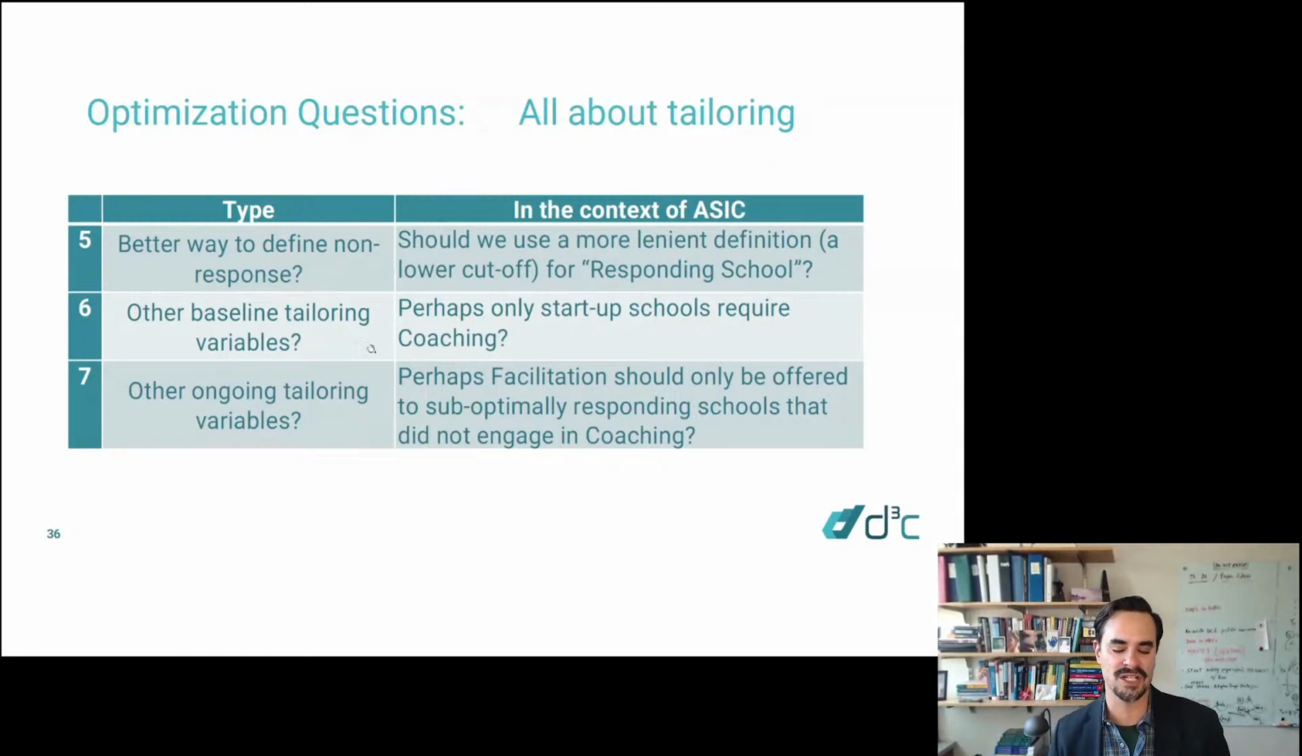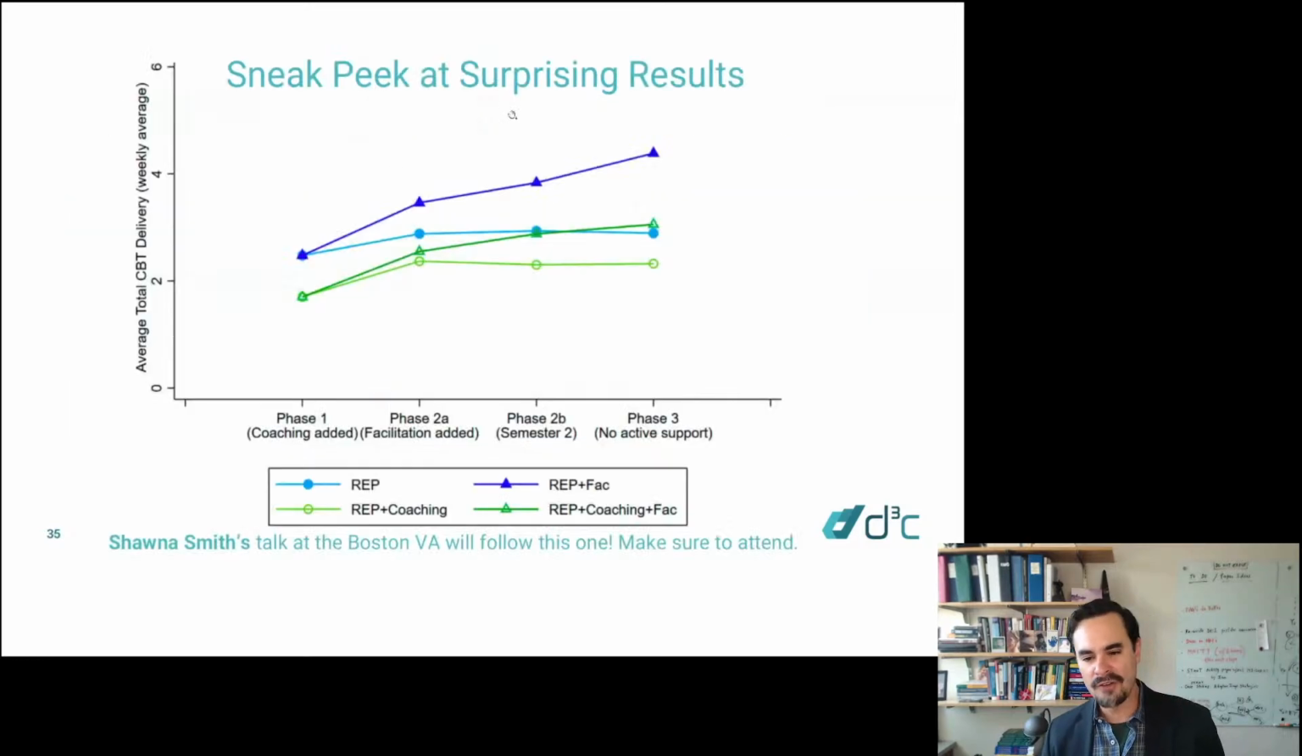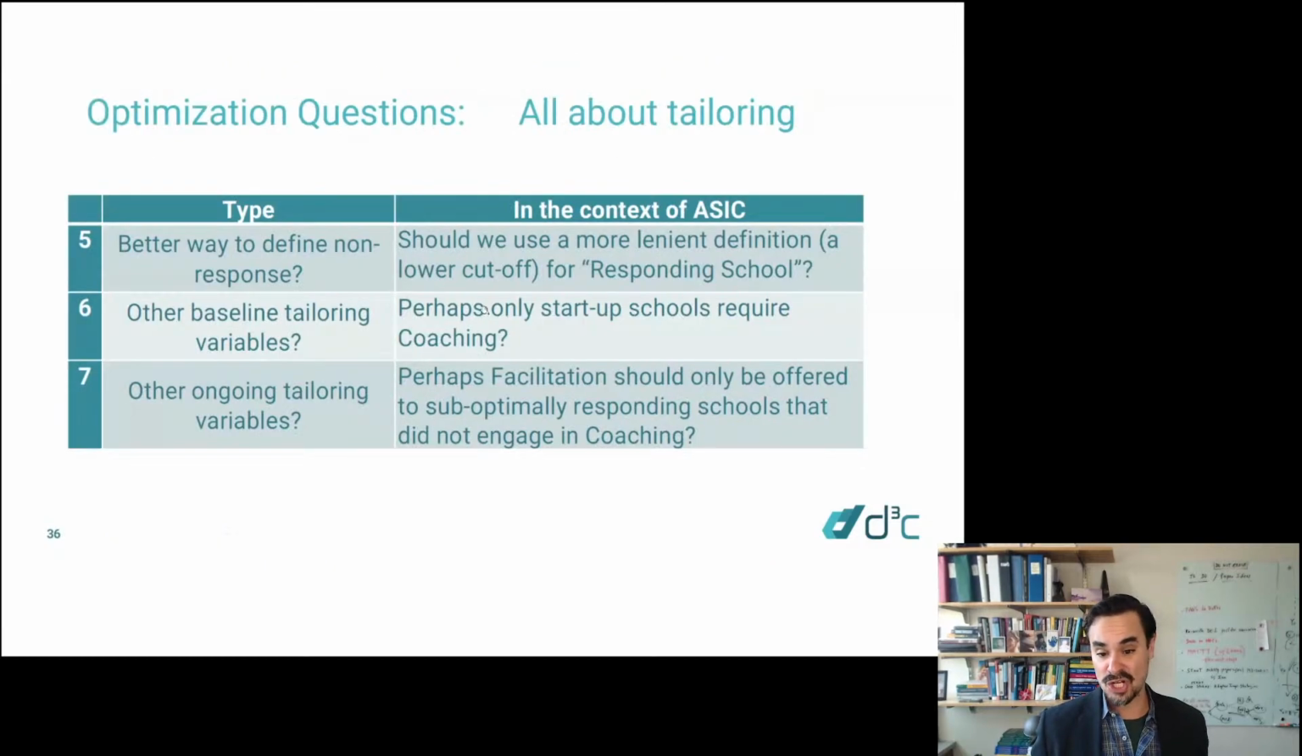So one of the questions about tailoring is, wait a minute, Danny, in all 4 of these adaptive implementation strategies, these MAISYs, in none of them you tailored the decision to coach. That's correct, we didn't. But perhaps only startup schools require coaching. Do you all remember that first MAISY I showed you, that example I showed you at the beginning of the talk when you guys weren't researchers, and I tailored the decision to provide coaching only for startup schools? Well, is that a good idea? Can we provide some evidence behind that decision to only provide coaching to startup schools? That's a cool question, and it's about a baseline tailoring variable.